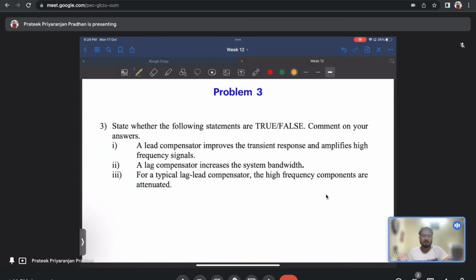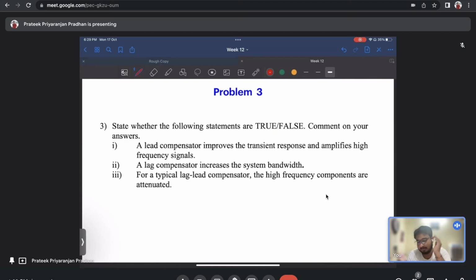Now coming to the third question of the week, which is the last question. State whether the following statements are true or false. Just by intuition you can answer these questions and comment on your answers. So the first one: a lead compensator improves the transient response and amplifies the high frequency.